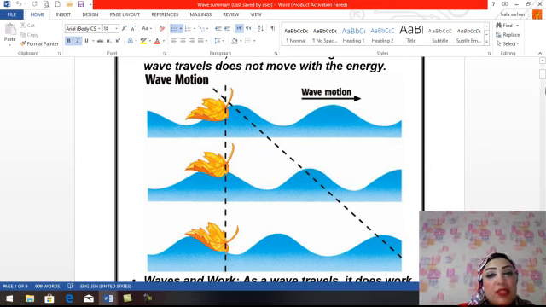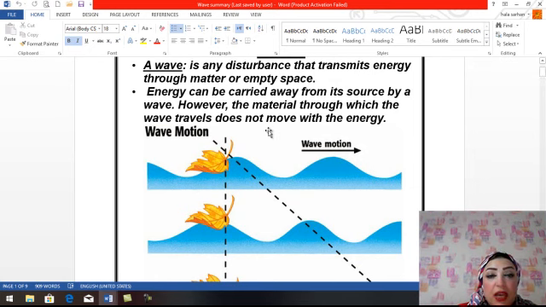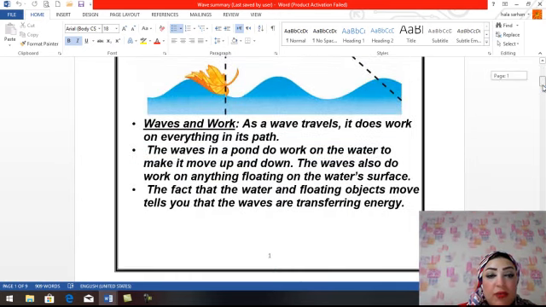So this is the wave motion, as you see, and the material through which the wave travels doesn't move with the energy. As the wave travels, it does work on everything in its path. The waves in a pond do work on the water to make it move up and down. Also, the waves work on anything floating on the water surface.